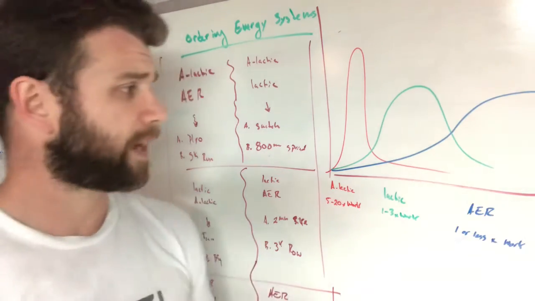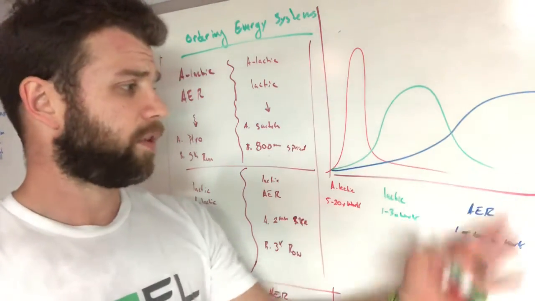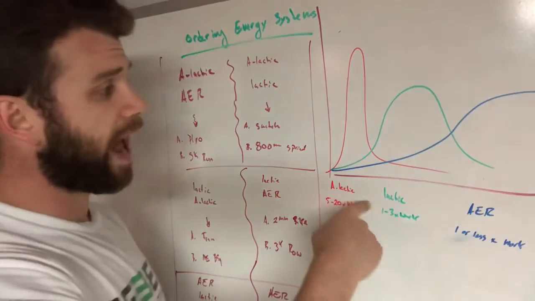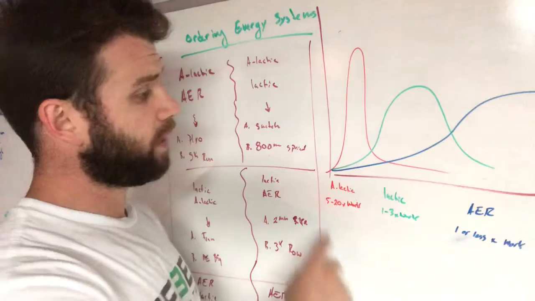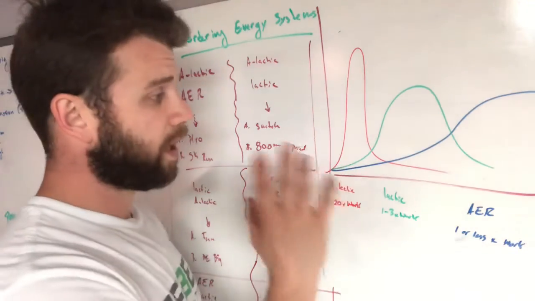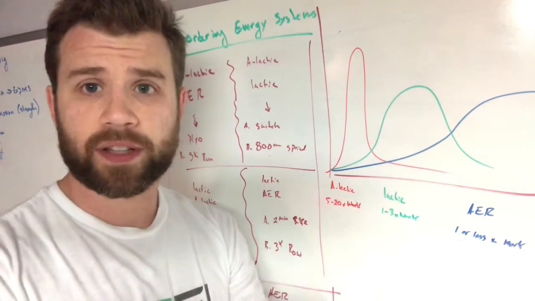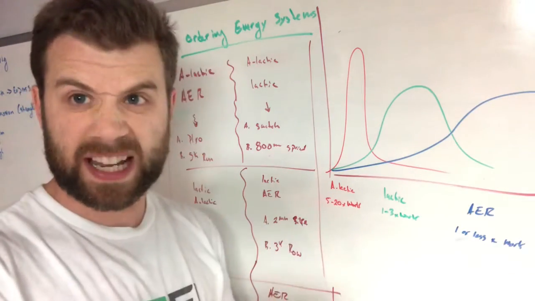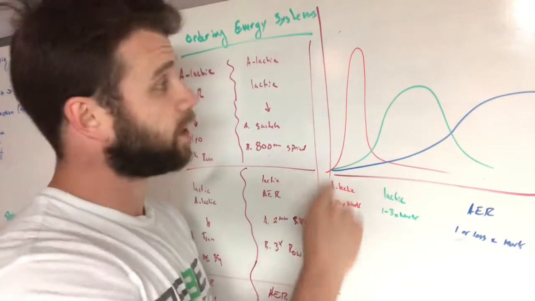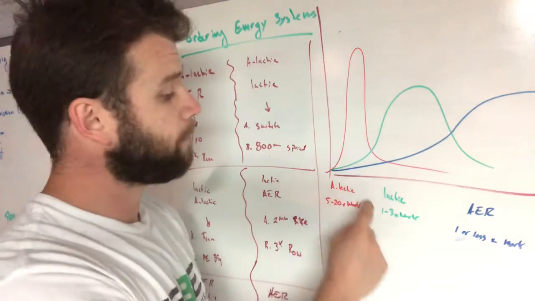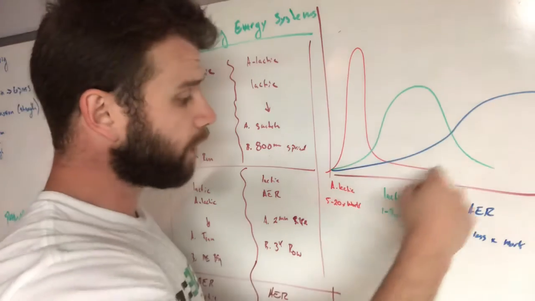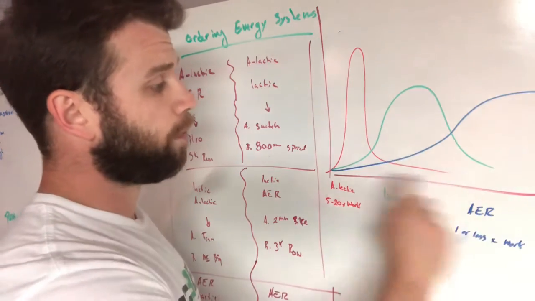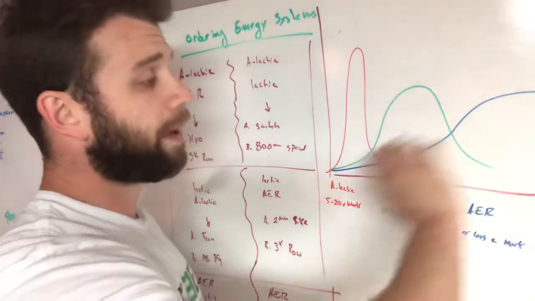So hopefully by this time, most of you are familiar with the energy systems graph here. Just for a quick review, we have three main energy systems, and there are different names used to call them, but for what we're going over today, we have alactic, which is your super high power, short time; lactic, which is moderate power, moderate time; and then aerobic, which is lower power, long time.